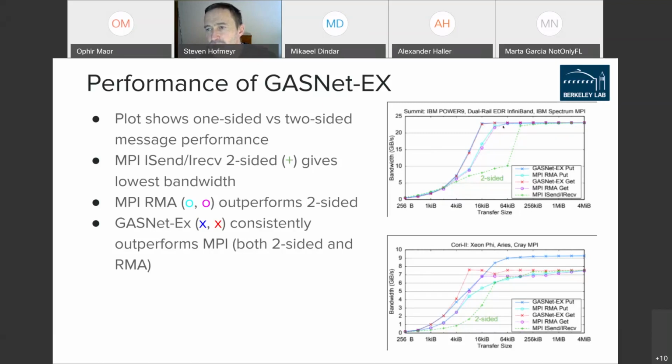So in this range on Summit, GASNet considerably outperforms MPI. For example, here it's about twice the bandwidth. If you look at another system, we're looking at the same thing, these circles versus the crosses. You can see that GASNet is consistently outperforming one-sided MPI. And then two-sided, which is how most MPI applications are currently written, has much, much worse performance in terms of bandwidth.